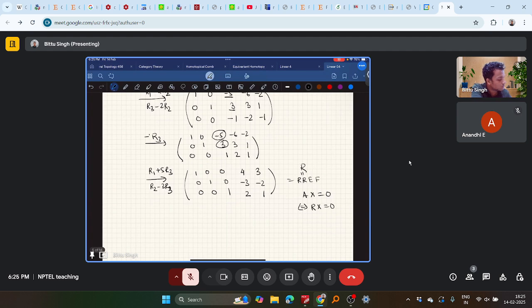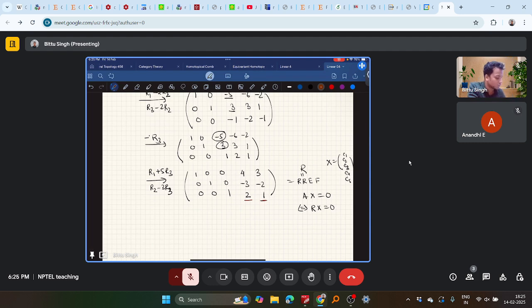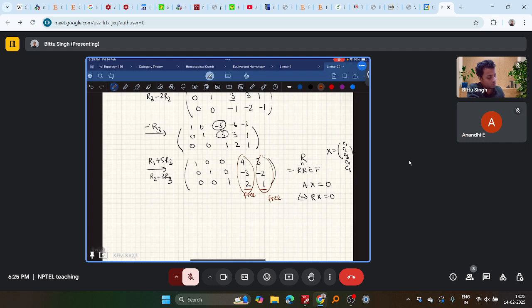Here X means we have taken the unknowns C1, C2, C3, C4, C5. We can easily see that the fourth and fifth columns do not contain any leading one, so those are free columns. To get linearly independent solutions, we can also see that the rank of this matrix is 3, and it is clearly a 3 by 5 matrix.